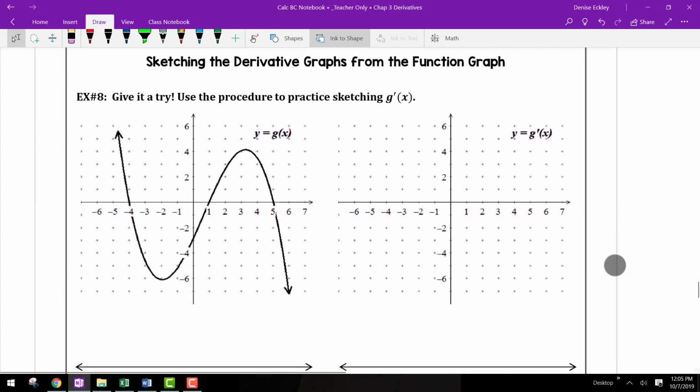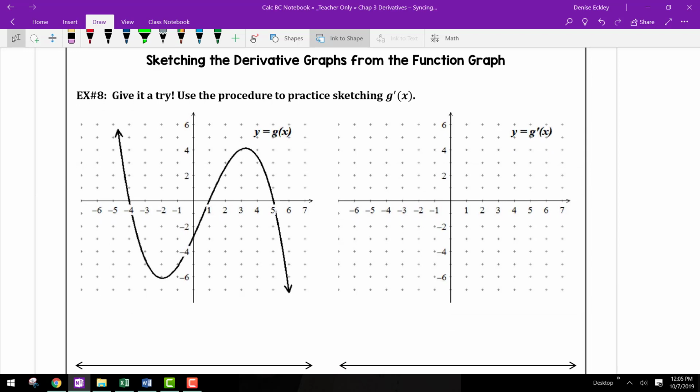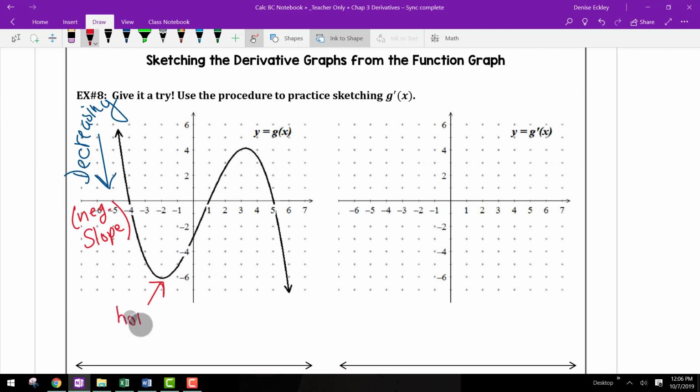Okay, so let's take this curve, which is similar to the last one, but not exactly the same, and let's try to draw the slope curve. Okay, so some features to notice is here the graph is decreasing. So we're going to have a negative slope in this section on our slope graph. Okay? So we're going to have negative numbers on our slope graph. What we're going to notice here is that we have a horizontal tangent line.